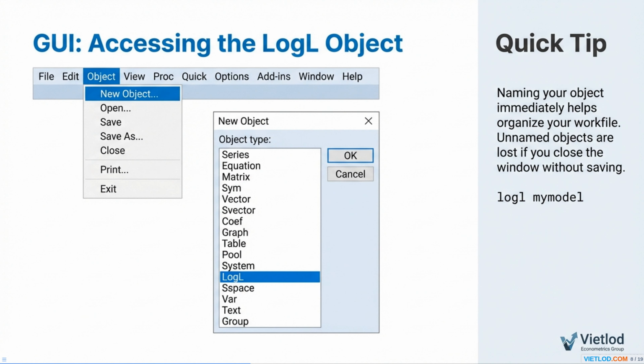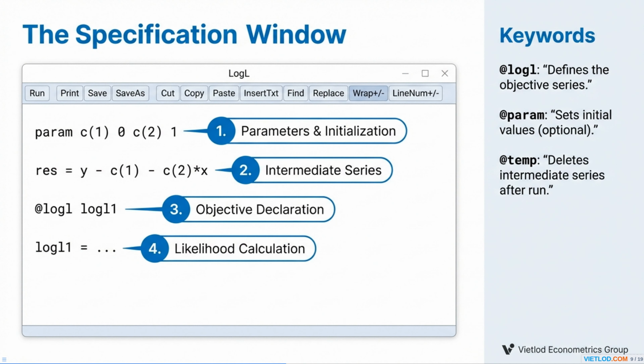A useful tip is to name your object immediately. For example, in the command line, you could type LogL myModel. If you create an object through the GUI and close its window without saving, all your work will be lost. Naming it saves it within the workfile.